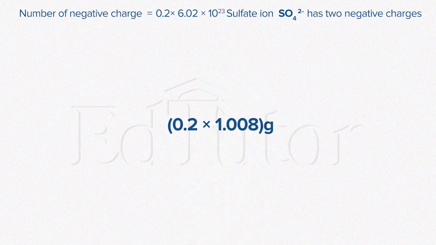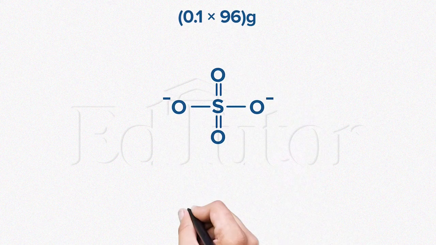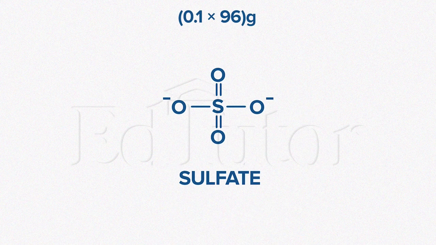Now the total mass of hydrogen will be 0.2 into 1.008 gram because of the 2 atoms, while that of sulfate ion is going to be 0.1 into 96, which is the formula weight of the sulfate ion. Now I understand that this might sound a little perplexing at first, but let us go through a quick recap and it will get much simpler for you.